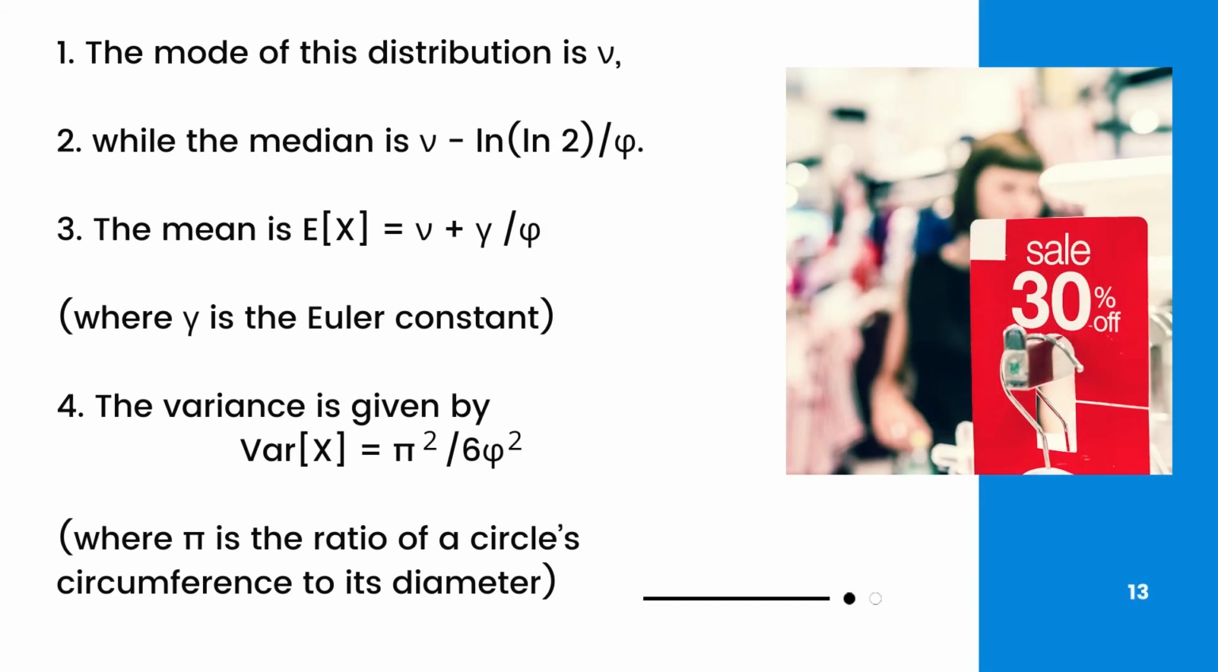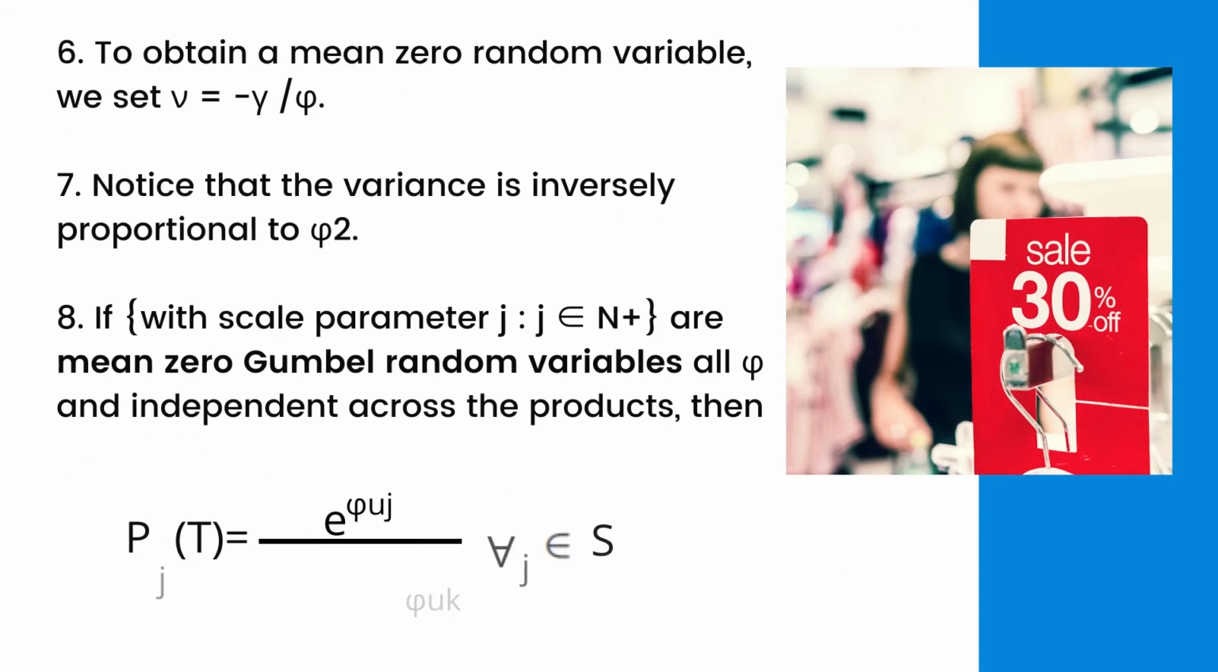The mode of the distribution is given by v, while the median is given by v minus natural log of 2 divided by psi. The mean is denoted by capital E of x, which is equal to v plus gamma divided by psi, where gamma is Euler's constant. Variance of x is equal to pi square divided by 6 psi square. To obtain a mean zero random variable, we set v equal to minus gamma divided by psi. Notice that the variance is inversely proportional to psi square.